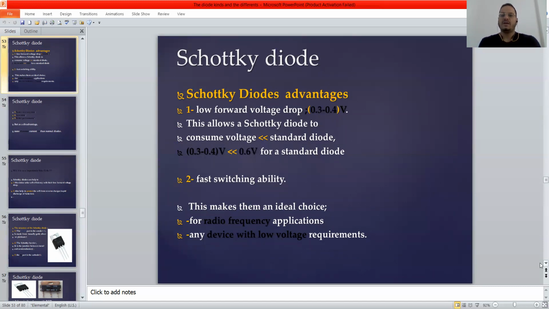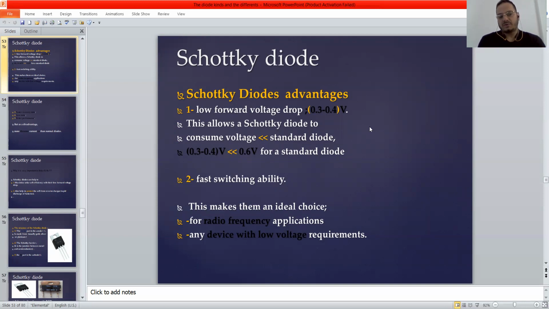For example, if I use a voltage source equal to 10 volts, and a Schottky diode with 0.3 drop, that means I will have 9.7 volts. But if I use an ordinary diode, which needs 0.7, I will have less voltage, equal to 9.3. This is the main idea about the first feature. This allows a Schottky diode to consume less voltage than a standard diode.